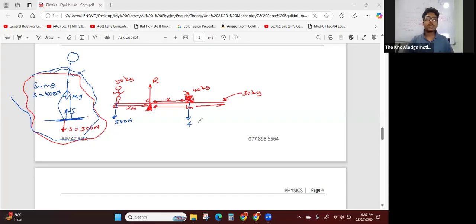And for a uniform rod like the plank, its center of gravity will be at the midpoint. So total length is 8 meter. Therefore, somewhere here, 4 meter from O, the weight of the plank will act downward. Its mass is 30 kilograms, so therefore it is 300 Newton.